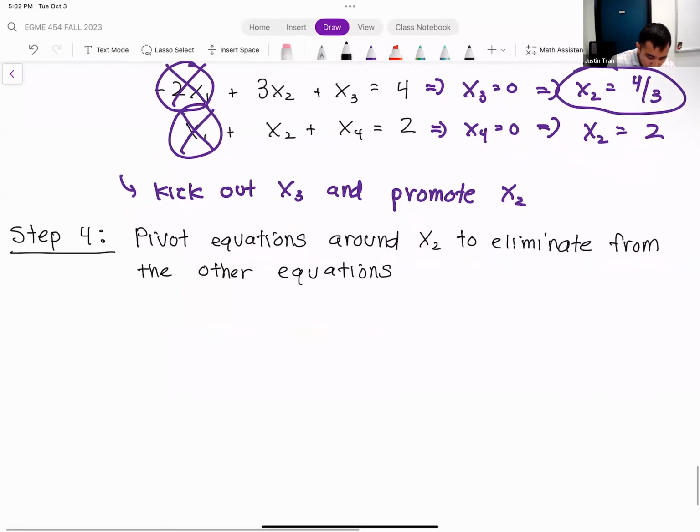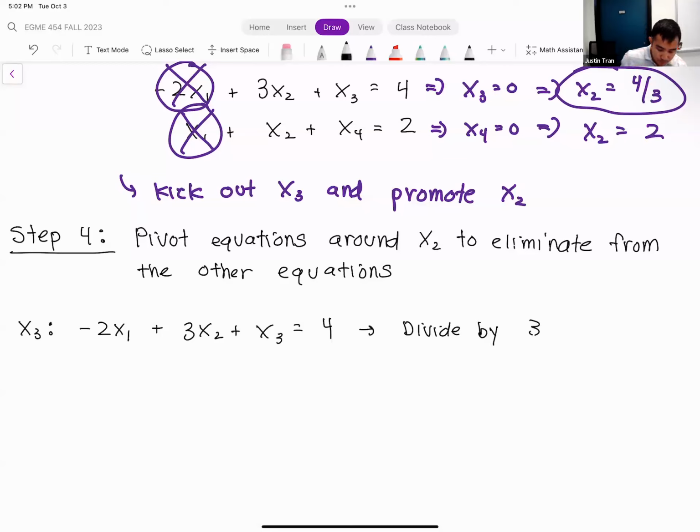All right, so let me take our x3 equation, because x3 is the one we're going to demote. The x3 equation is 2x1 plus x2 plus 3x3 equals 4. Before I solve for x2 here, let me go ahead and divide the entire equation by 3. What this is going to do is put everything in what's called canonical form. It's going to make the math for the next couple steps a lot easier.